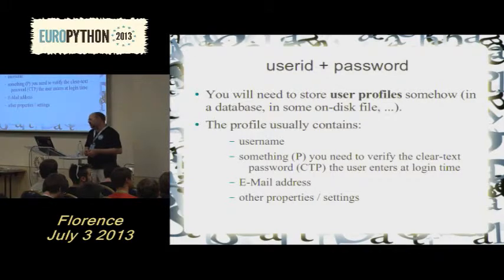So if you have to deal with passwords yourself, you will need to have some sort of user profile. It's either a record in your database or a file on your disk. And the user profile usually contains a username, email address, all sorts of settings. And you also will have to store something that you will need later to verify the clear text password. And maybe remember these shortcuts, I will use them later. P is that something, and the clear text password is CTP. So CTP is what a user is typing at the login prompt, and P is what you have in your profile.